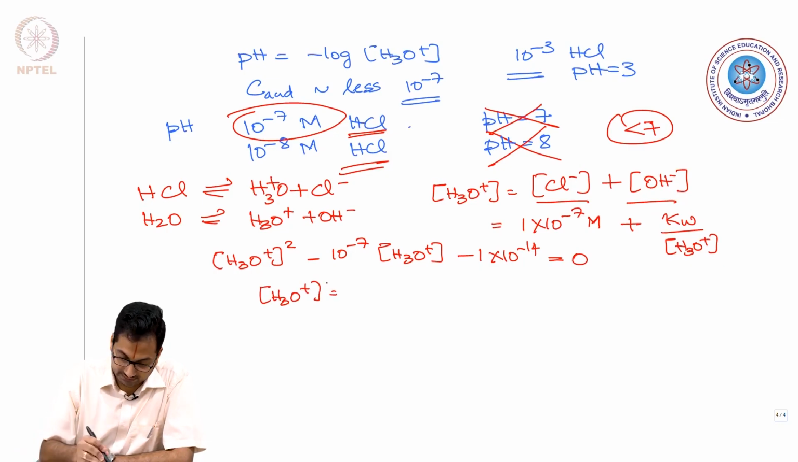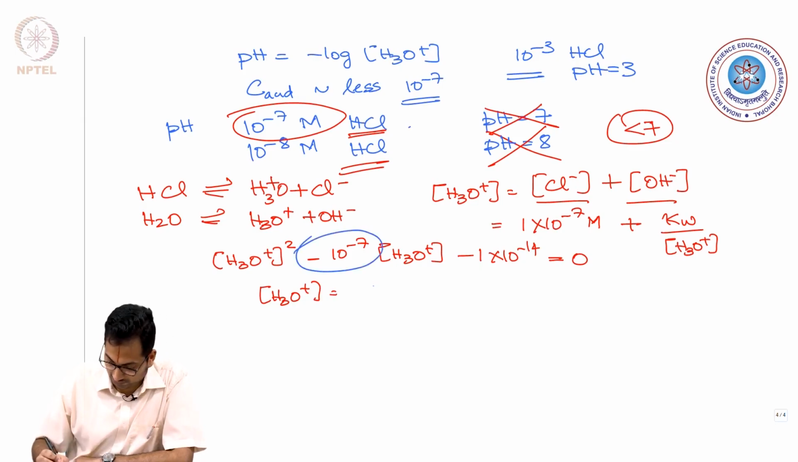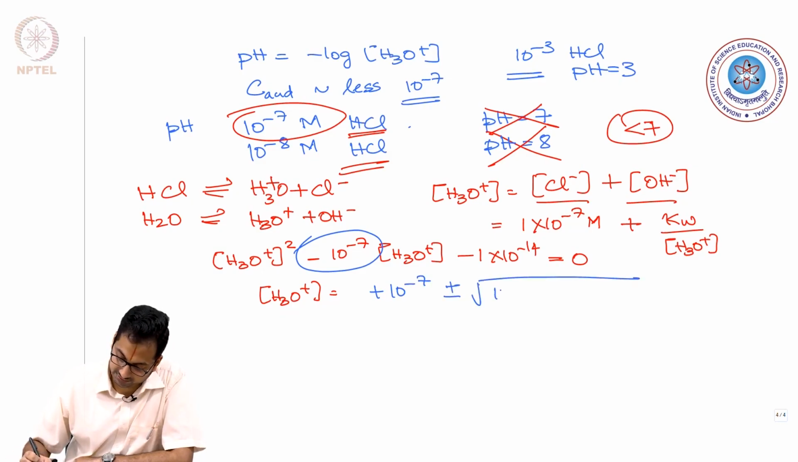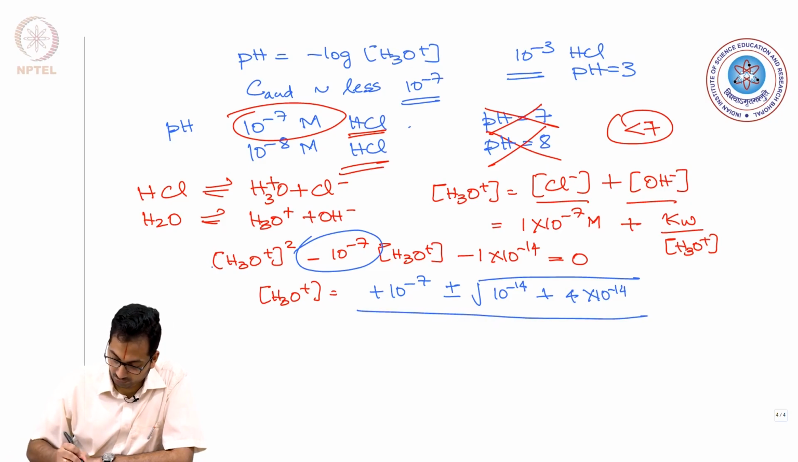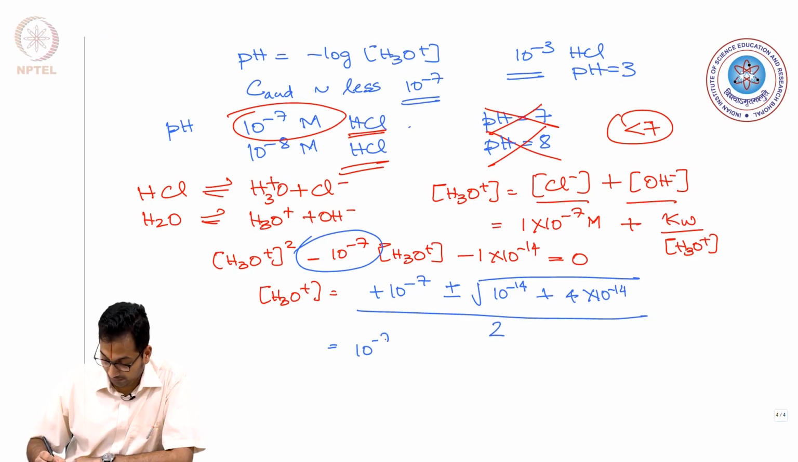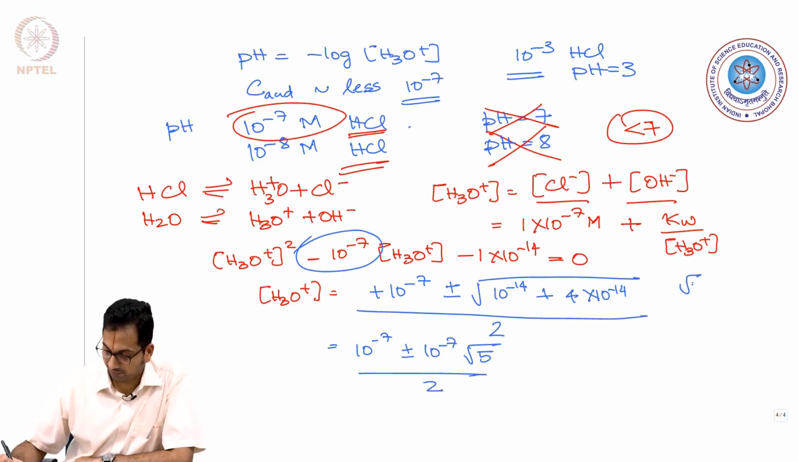H3O plus is minus B, so it's going to be plus 10 power minus 7 plus minus square root of B square, so that makes it 10 power minus 14 minus 4 times AC, minus of minus becomes plus 10 to the power of minus 14, divided by 2A. So this, let's do with quick arithmetic, square root of 5 is 2.236.